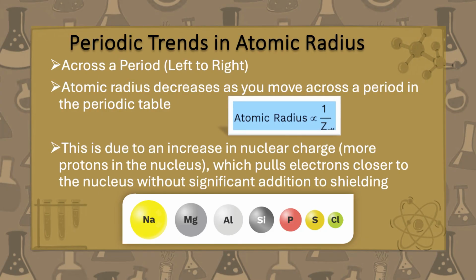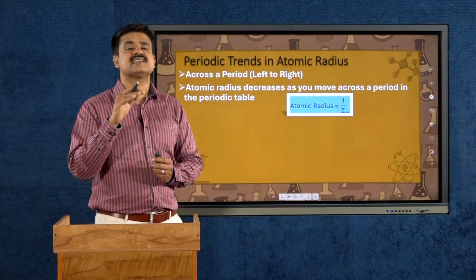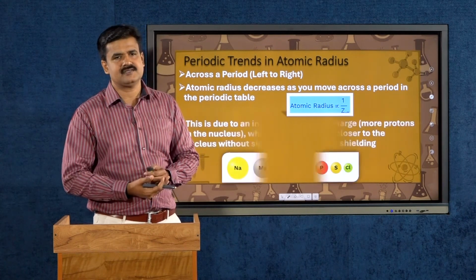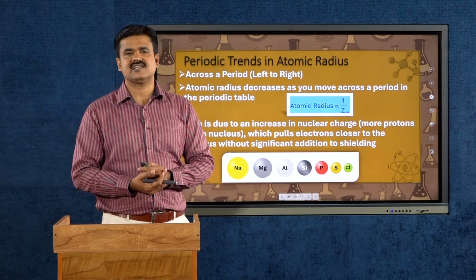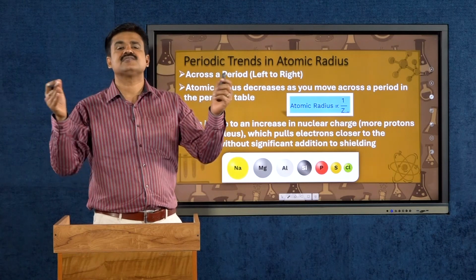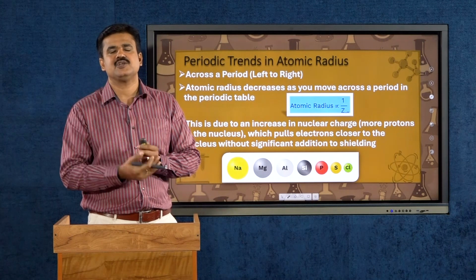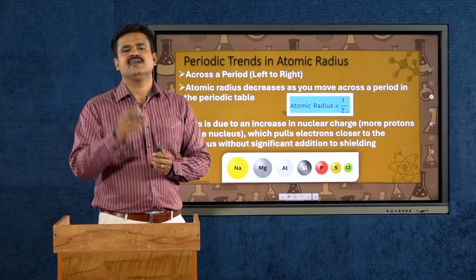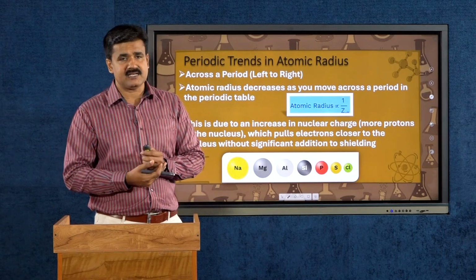The reason is here, atomic radius is inversely proportional to effective nuclear charge. As the effective nuclear charge increases, atomic size decreases, and vice versa. This is due to the fact that an increase in nuclear charge, more number of protons in the nucleus, means an increase in nuclear charge, which pulls electrons close to the nucleus without significant addition to shielding. So, with the high nuclear charge, size decreases considerably.